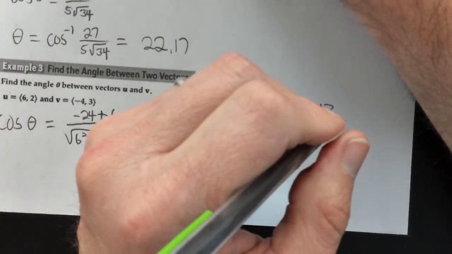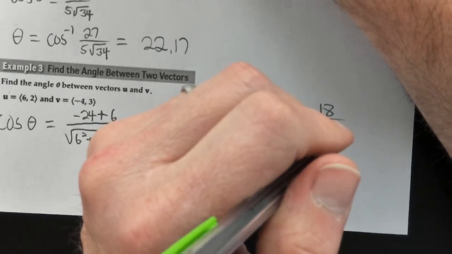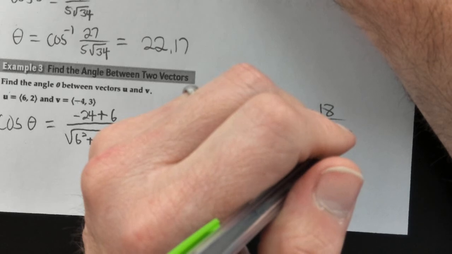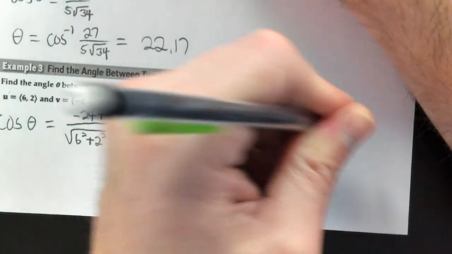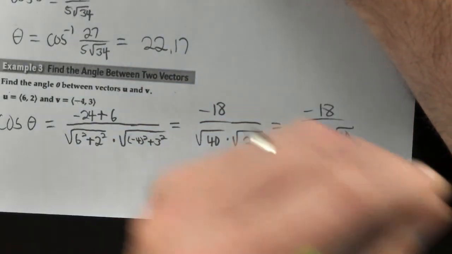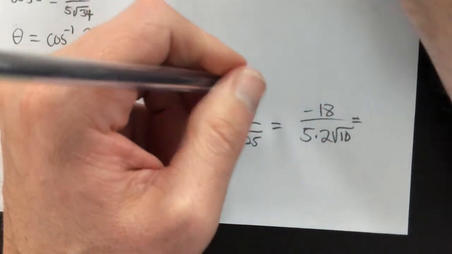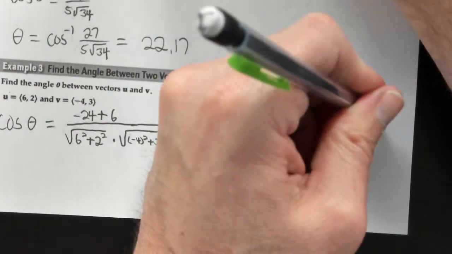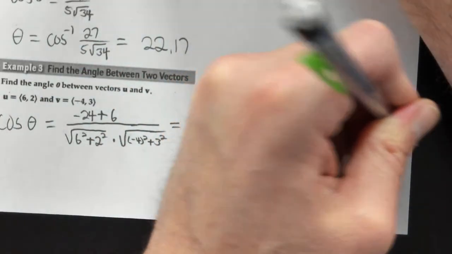And let's see. The square root of 40 can be 10 times 4, but the square root of 4 is 2, so we'll go ahead and take that out and leave the square root of 10 underneath. All right. And so from there, I see 2 dividing into 18 9 times, so we'll just call that negative 9 over 5 square roots of 10.